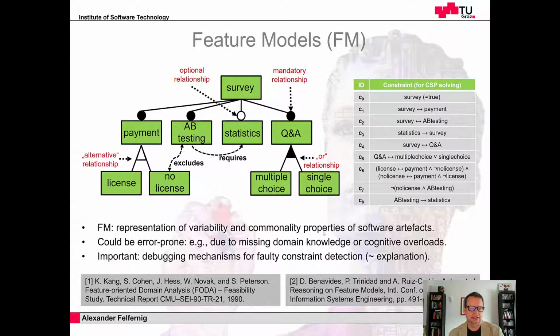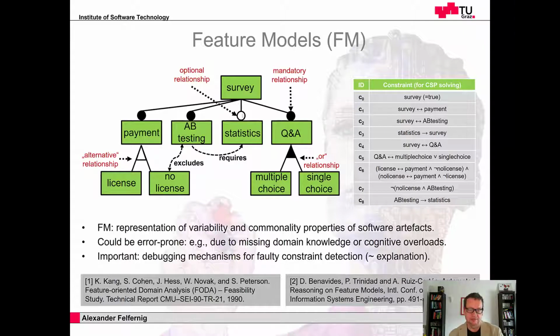So the major topic of this talk are feature models. Feature models are typically used to represent variability and commonality properties of different software artifacts. The software artifact we are talking about here is a survey software. It's configurable, so me as a customer, I'm able to specify which features should be included in my personal variant of the software. So feature models consist for sure of features.